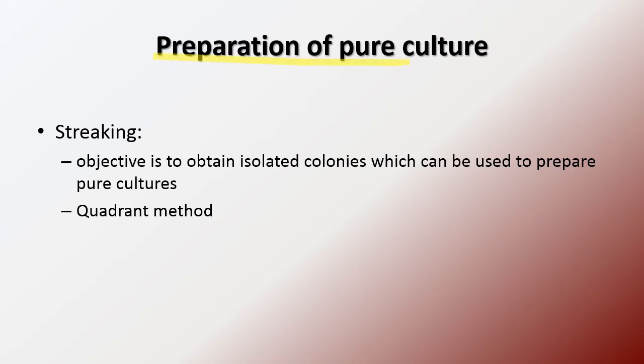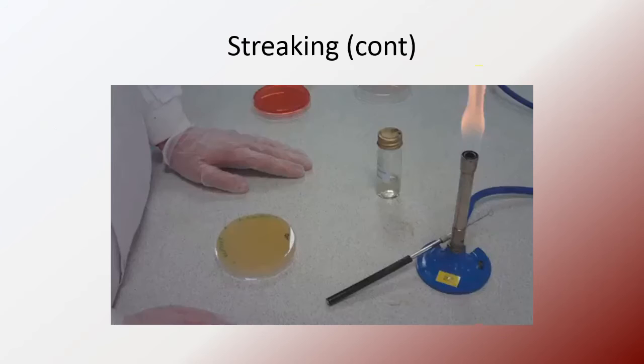Let's see how a pure culture can be prepared. The technique we are going to use for the preparation of pure culture is called streaking. The objective of streaking is to obtain isolated colonies which can be used to prepare pure cultures. The method we are going to use is the quadrant method. There's a video here which will show you how to do the streaking. Let's watch the video together.